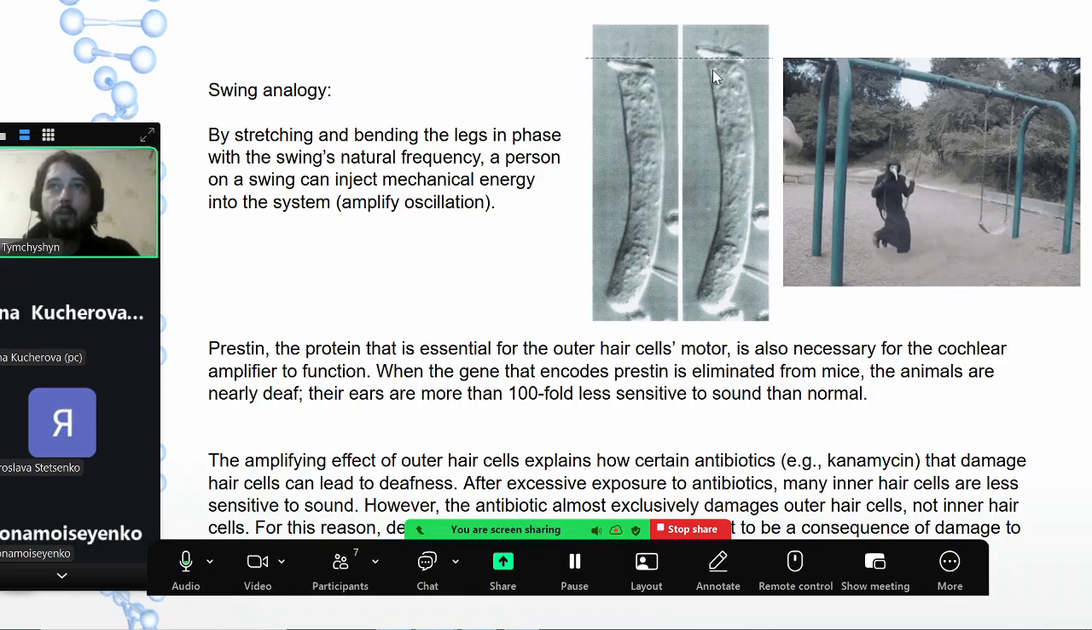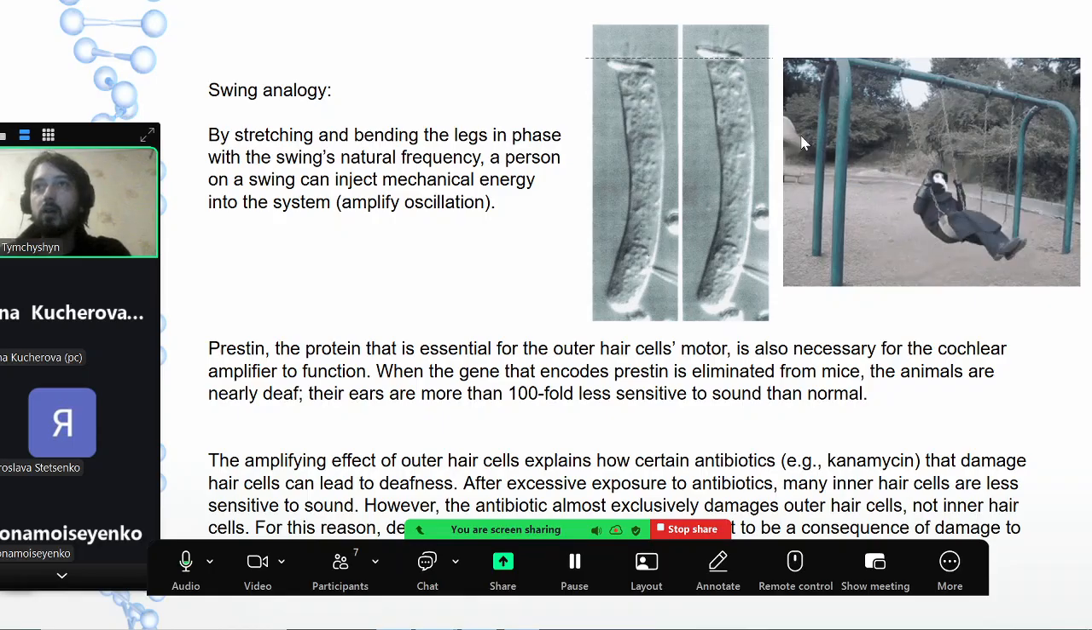So here are outer hair cells. When it's contracted or released, you see that it has a slightly different length, and that's pretty similar to stretching and bending the legs in phase with the swing's natural frequency. So a person on a swing can inject some mechanical energy into the system and amplify oscillations.